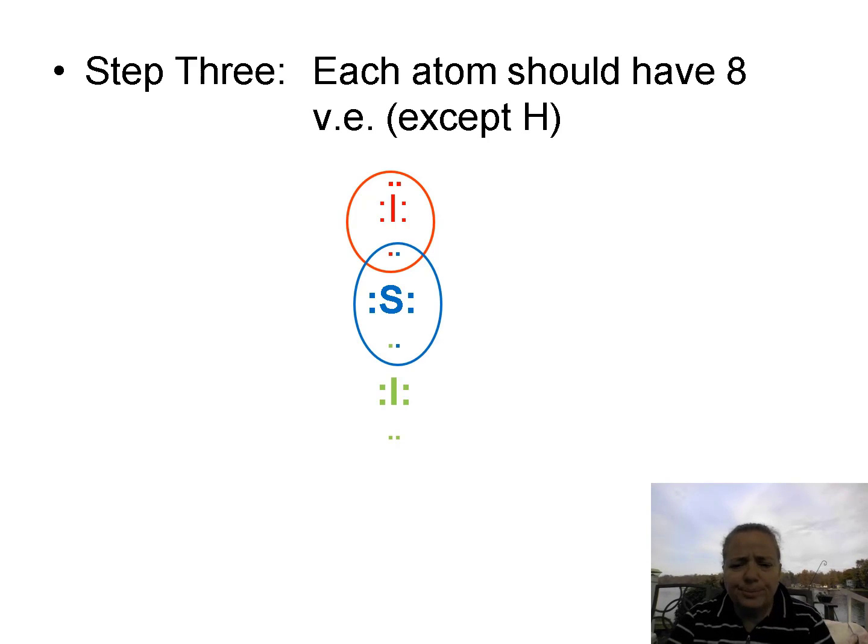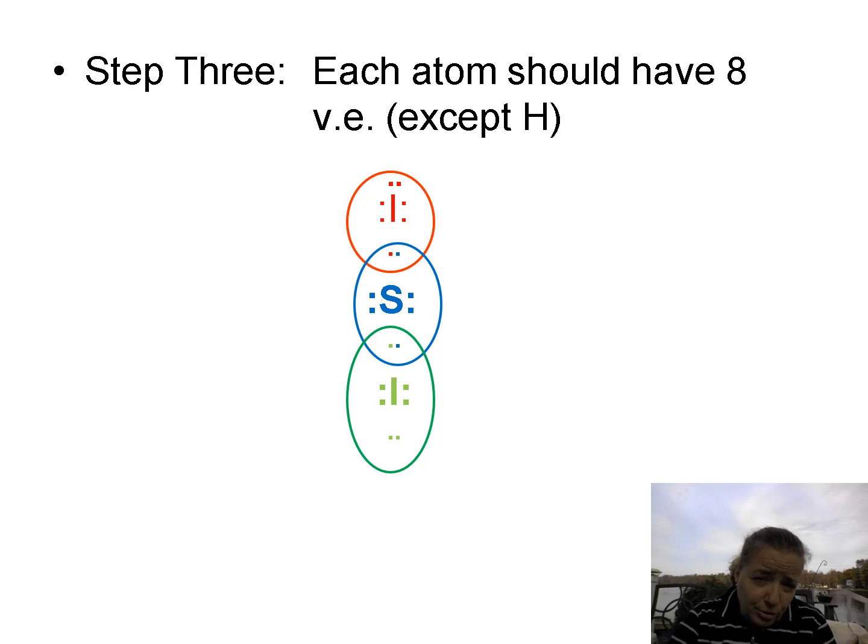Then I check the sulfur. It has its 6 original ones, but it also gets to count 1 red one and 1 green one, so it has 8. Then I check the green one. It has its original 7 plus 1 blue one, so it has 8. So the ones that are being shared, that overlap, get counted twice, actually. And that seems to work okay as far as being stable.